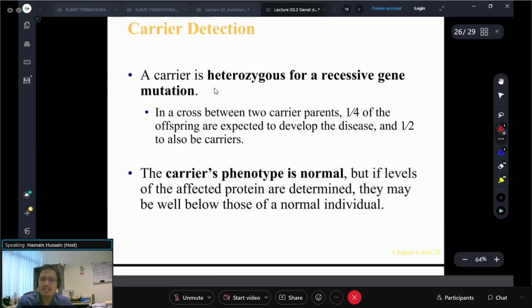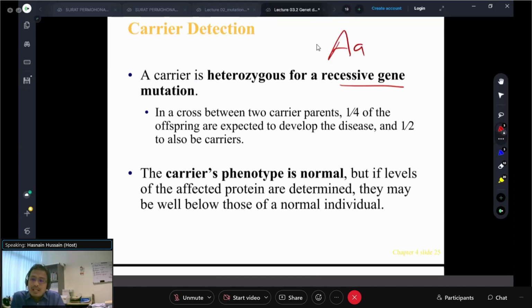All right, and then carrier detection. A carrier is heterozygous for a recessive gene mutation. So you can see here a recessive gene that causes a recessive disorder. A person who is big A small a, for example, the small a causes the disease, but if the individual is big A small a, then this individual is considered normal, right? So a normal person carrying the recessive gene is heterozygous for the recessive gene mutation.